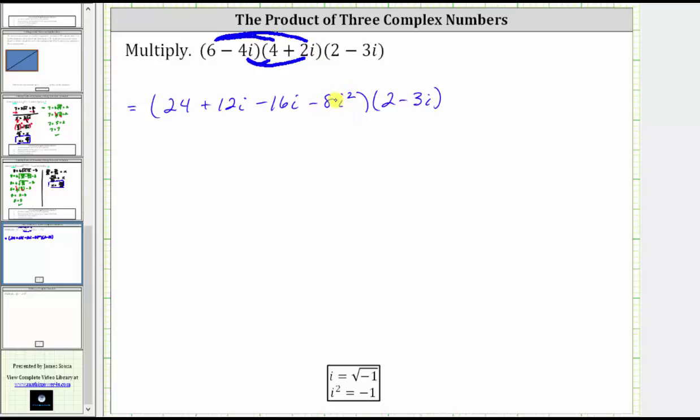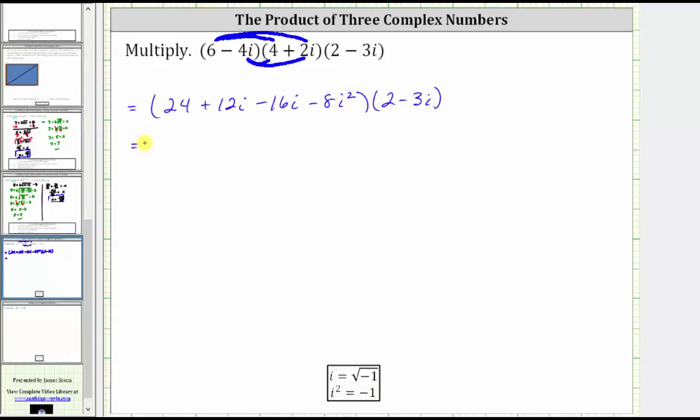And now from here, remember that i squared is equal to negative 1, so now we substitute negative 1 for i squared, which gives us 24 plus 12i minus 16i minus 8 times negative 1, and then times the complex number 2 minus 3i. Well, notice here we have minus negative 8. Remember, minus negative 8 is equivalent to plus positive 8.